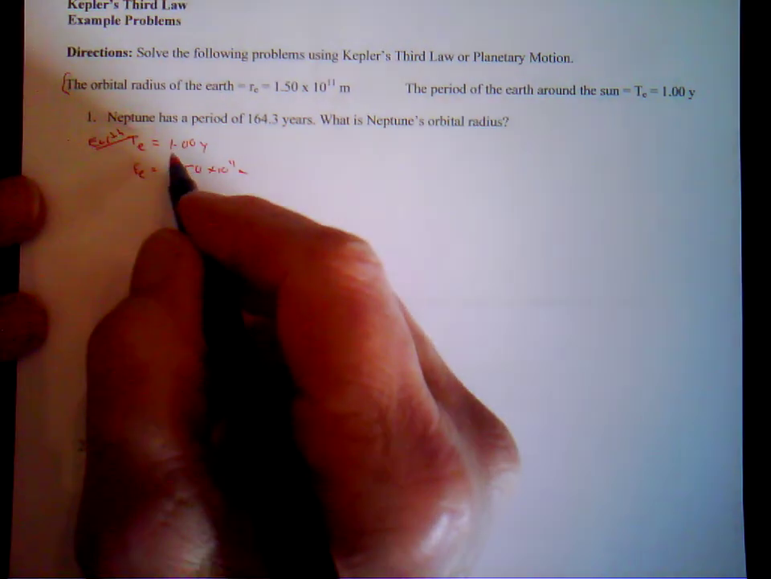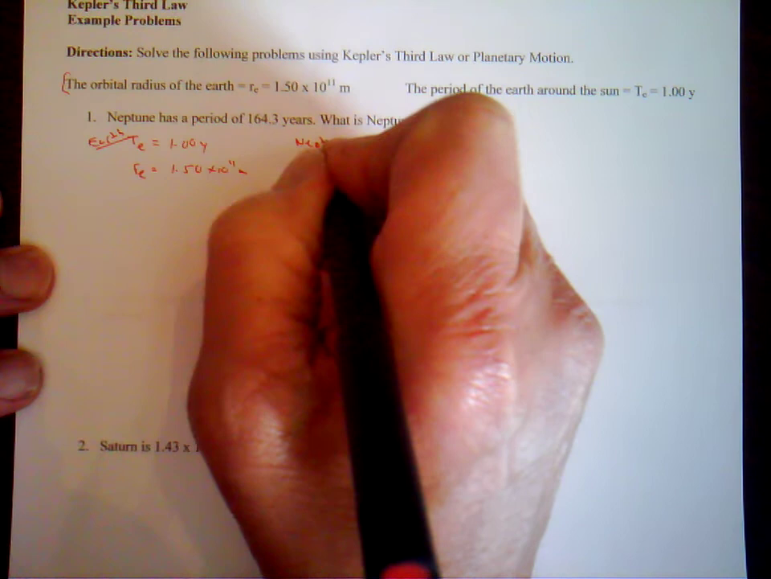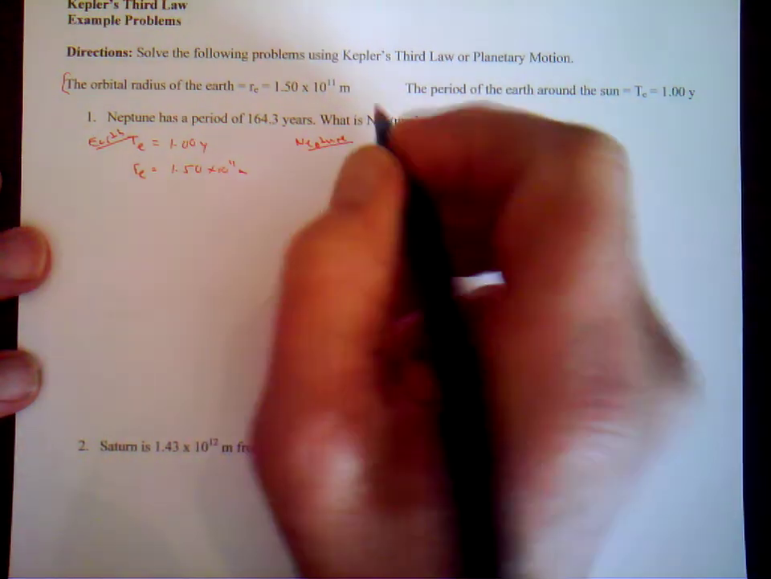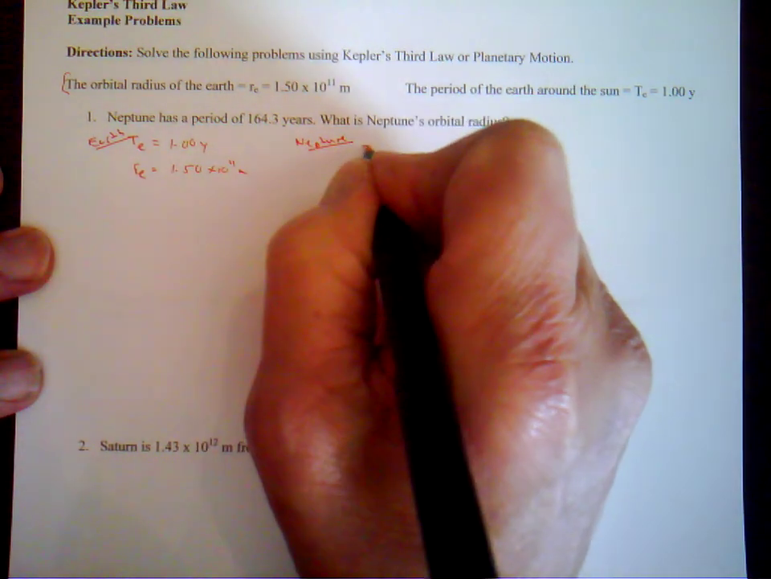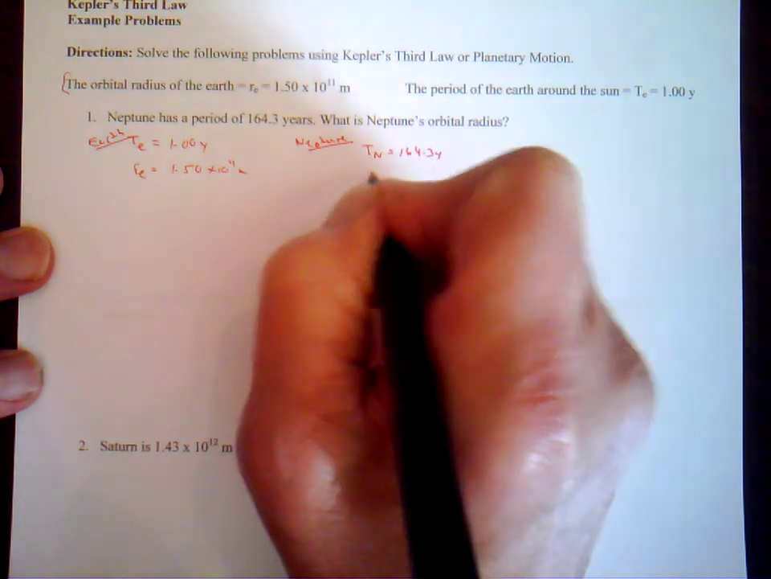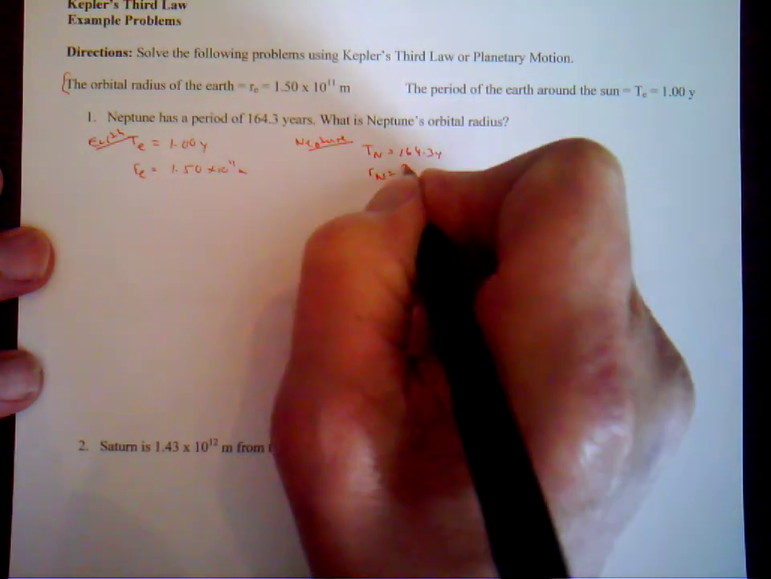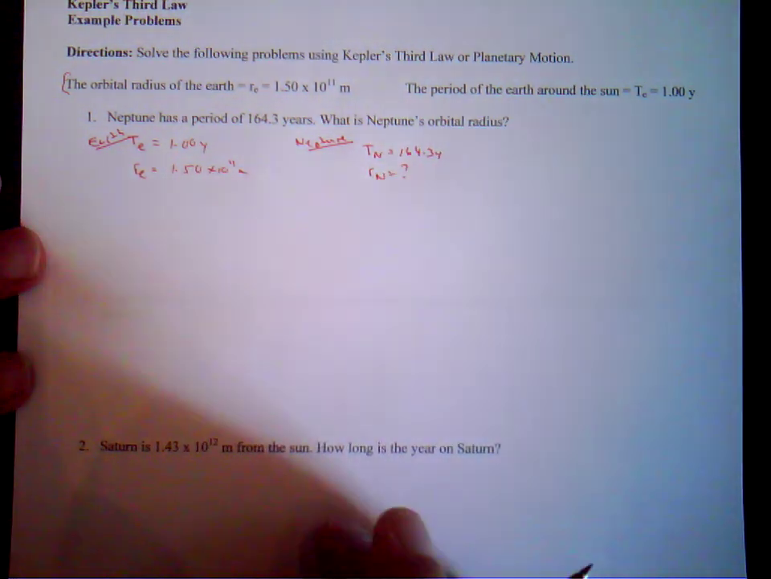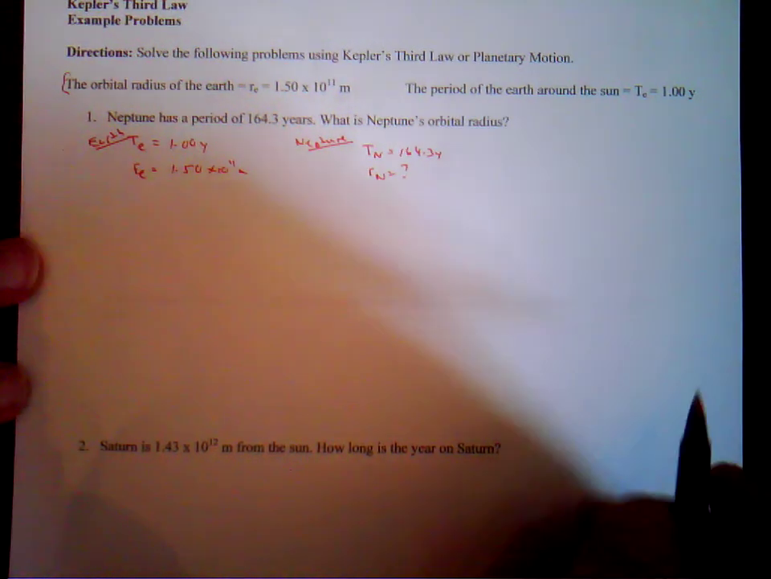This is information for the Earth. This is what we know for something that orbits the sun. Neptune also orbits the sun, so we have information about Neptune. You're given the period of Neptune. It's given in years, so we can write 164.3 years. And we want the orbital radius of Neptune. In other words, how far is Neptune from the sun?